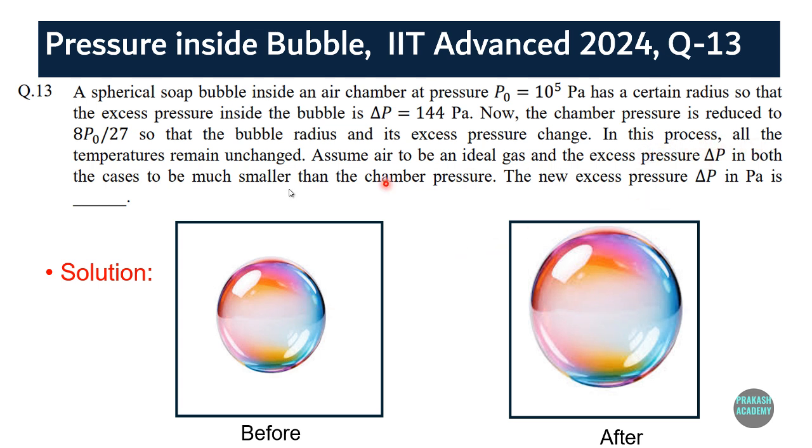In this process, the temperature remains unchanged. So initial temperature is equal to final temperature. This means we can apply the isothermal process equation. It also says to assume air to be an ideal gas and the excess pressure delta P in both the cases to be much smaller than the chamber pressure. So this is an ideal gas situation, and we can apply PV equals nRT. But the temperature is constant, so we can apply P1 V1 equals P2 V2.